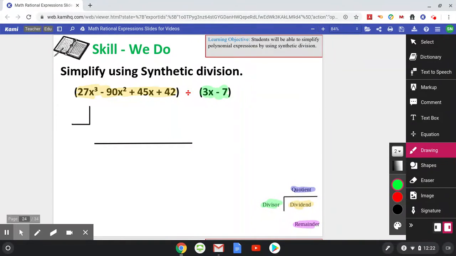Hello, this video is part 2 of using synthetic division to simplify polynomial expressions. This is the same problem as video part 2 of long division. Let's start by looking at the divisor.